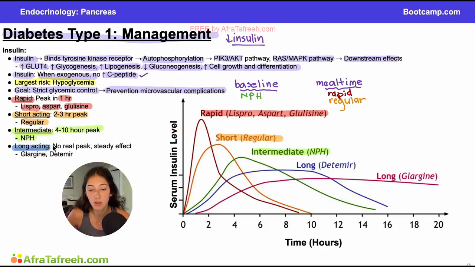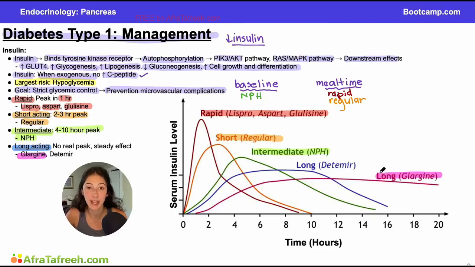Then we get into our long-acting insulins. And these insulins are going to be strictly used for that baseline dosing of insulin. They are in the long-acting category. And the first one we'll talk about is glargine. Glargine has a steady release. It doesn't really peak, right? You can see that it's more of a steady release on this diagram. And it can remain active for up to 20 hours.